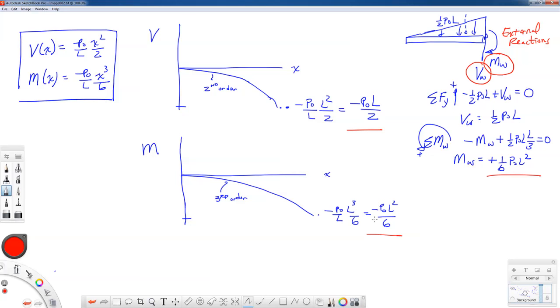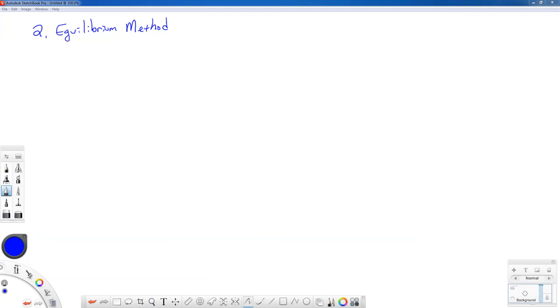Okay, we're going to take a look at a couple more methods to find internal shearing force and bending moment diagrams. In this next method I call the equilibrium method. We alluded to this at the end of the last lecture, where if we had maybe a beam, let's draw the simplest supported beam with a couple of different loads on it. Maybe here's a W naught and here's another load. Maybe this is 2W naught.